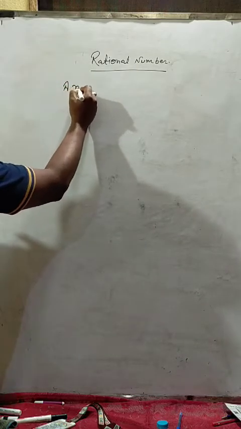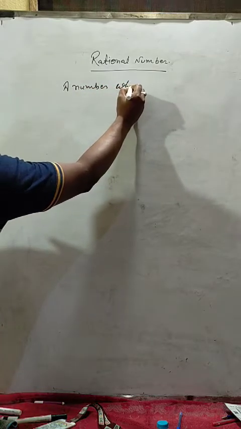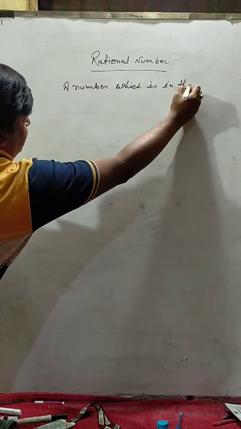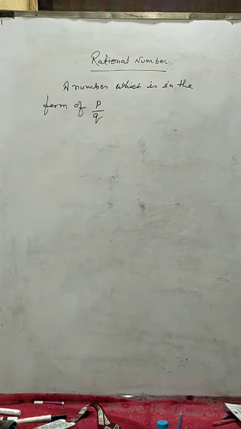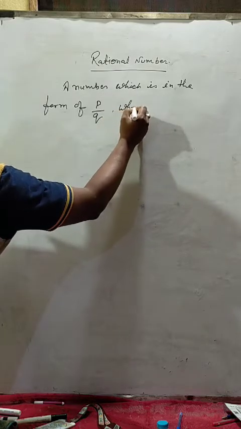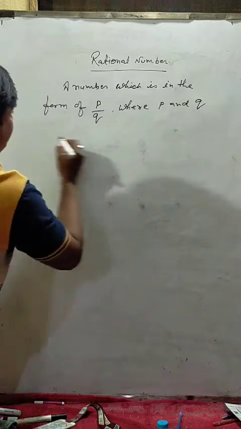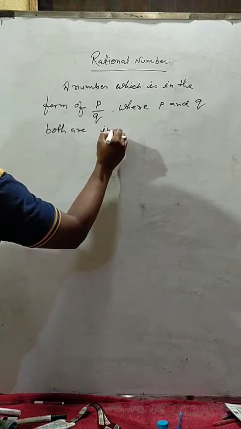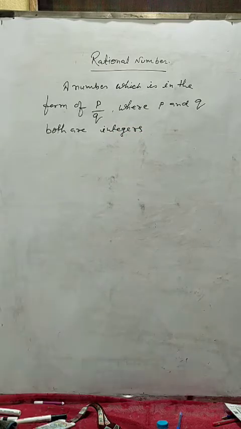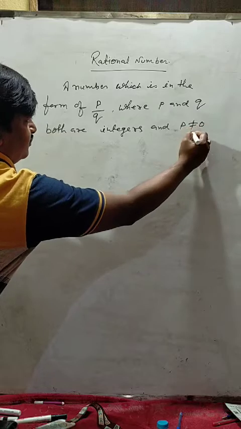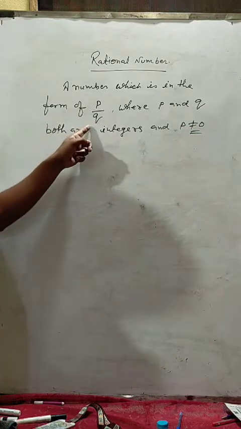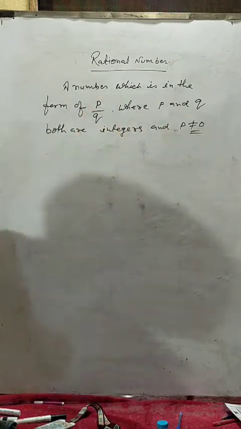A number which is in the form of p by q, or you can say a number which can be expressed as p by q, where p and q both are integers, and p should not be equal to 0.